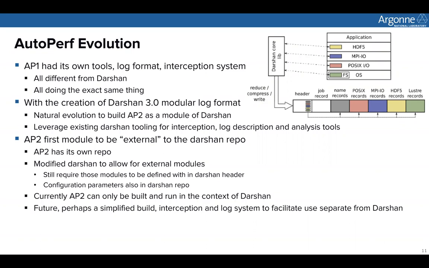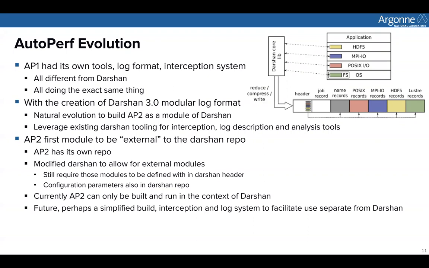And so when Darshan 3.0 was created and had this modular format, it was natural to say, let's build Autoperf 2, but make it a module of Darshan. You can see in this little graphic, the idea is each module is standalone in the sense that the core parts of Darshan don't know anything about the counters, but the module itself understands all the counters. So you can make arbitrary new modules, have them add counters, and the Darshan runtime will manage how much memory you have and what you can do. It will help you with the reduction step if you want, and things like that.